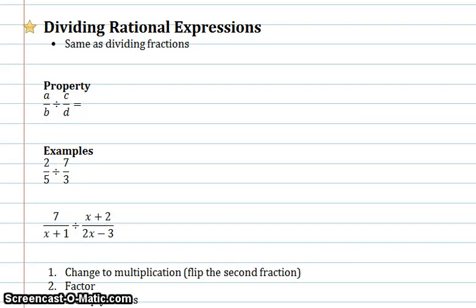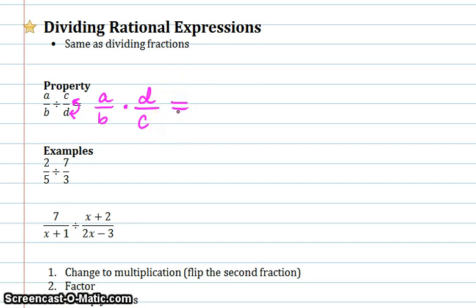So now let's move on to dividing rational expressions. Okay, this is the same rules as dividing regular fractions. Okay, so if we're dividing here, we have a over b divided by c over d. Remember, this is the same as a over b times the reciprocal of c over d. So you just take that fraction and you flip it. So it's actually a over b times d over c.